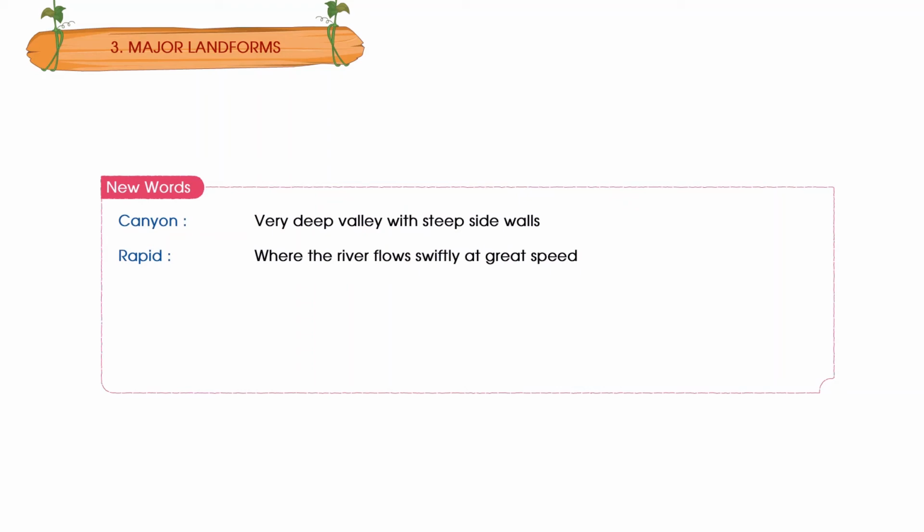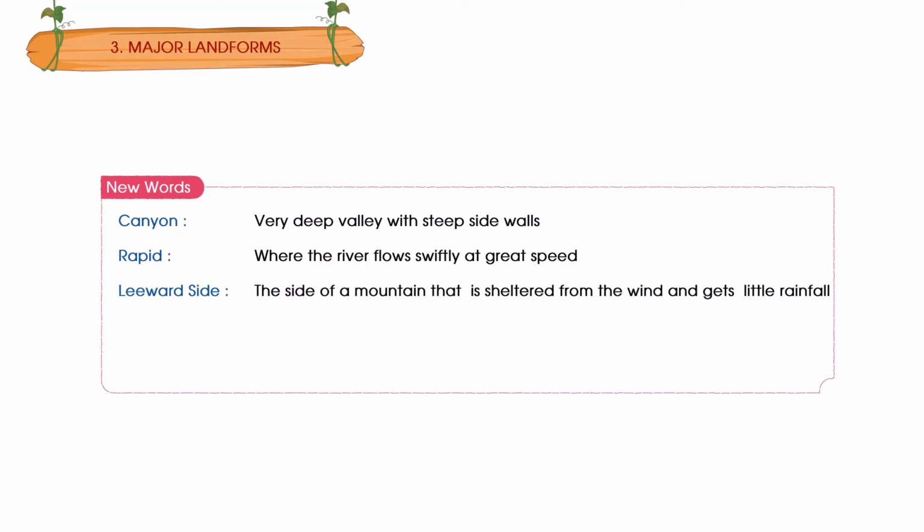New words. Canyon: a very deep valley with steep side walls. Rapid: where the river flows swiftly at great speed. Leeward side: the side of a mountain that is sheltered from the wind and gets little rainfall. Barren: a piece of land where nothing grows. Arid: very dry.